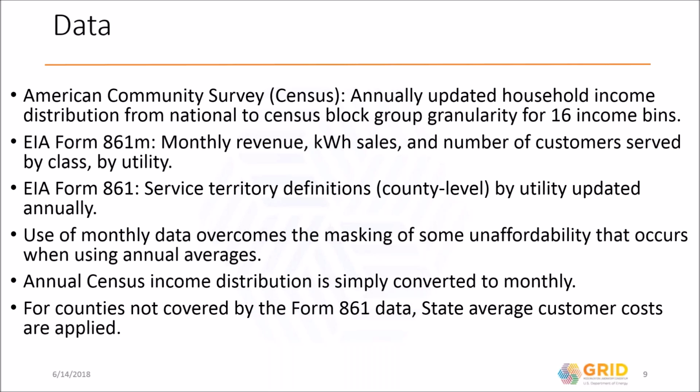EIA Form 861 provides the monthly data by utility for revenue, kilowatt-hour sales, and the numbers of customers by class. It also provides service territory geographic definitions at the county level. The Form 861 data also provide monthly state-level totals from which averages are calculated and applied to those counties for which no utility data are supplied.